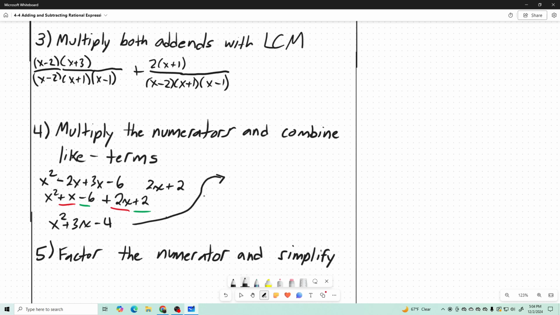Of course, we have this. So x squared plus 3x minus 4. And this is going to be over our denominator. And we're just going to keep this in its factored form because this is going to make it easy for us here in a second. x plus 1, x minus 1. Okay. Now, factor the numerator and simplify.